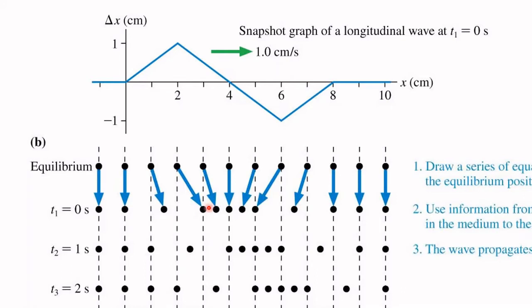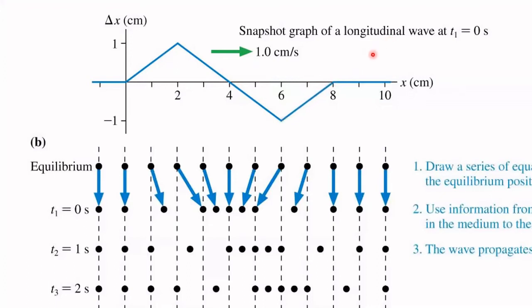That's a compression. And you see that that happens when going from left to right on the displacement graph, the displacements go from positive to negative. See that negative slope there? Anytime the displacements are going from positive to negative on the displacement versus position graph, you end up with this compression.